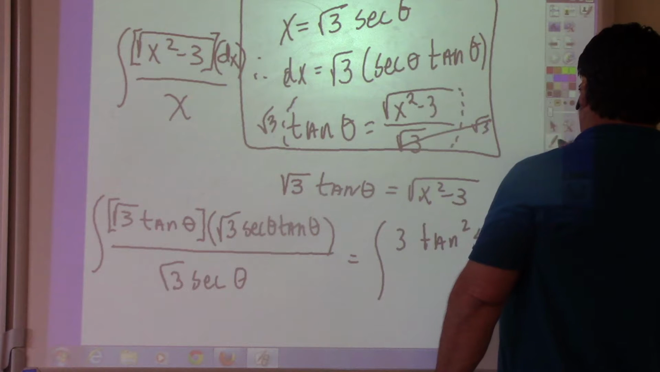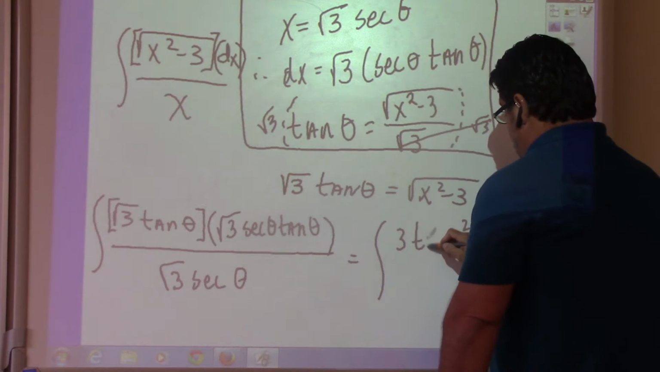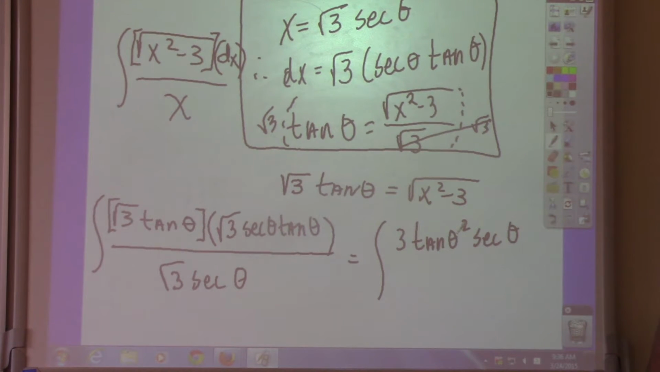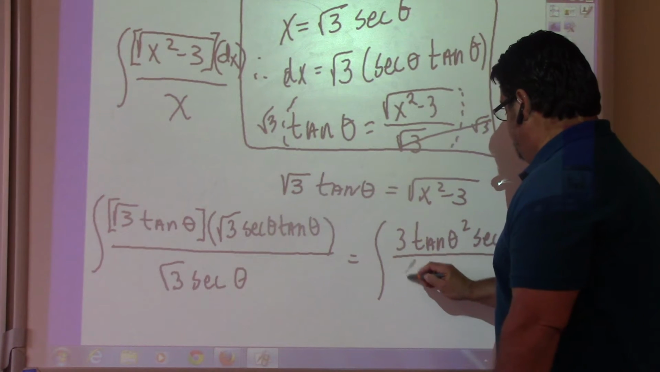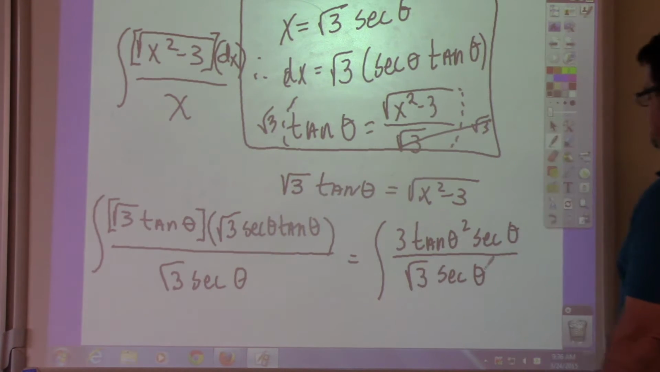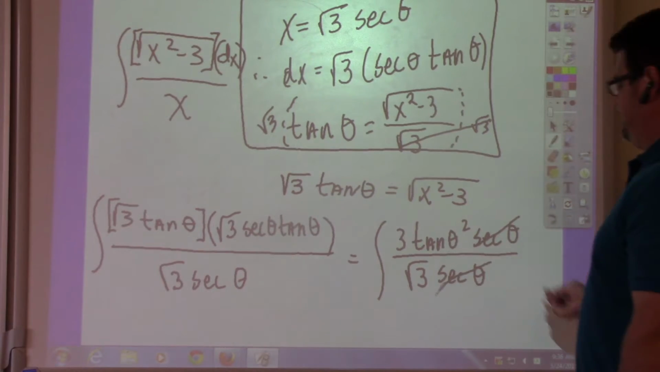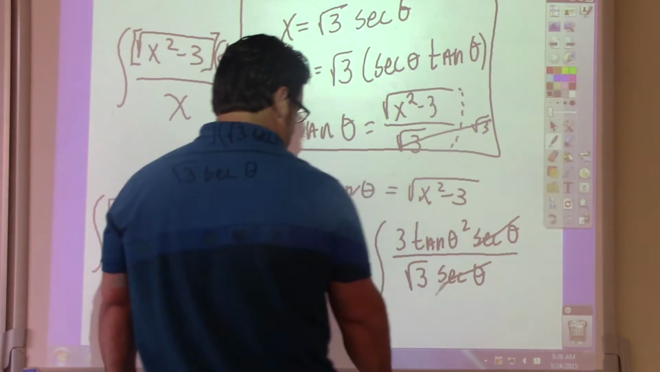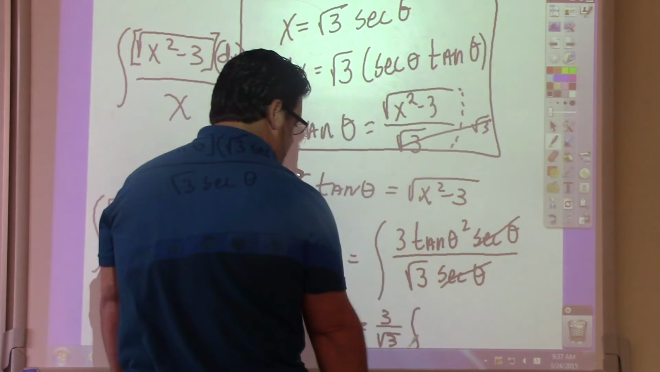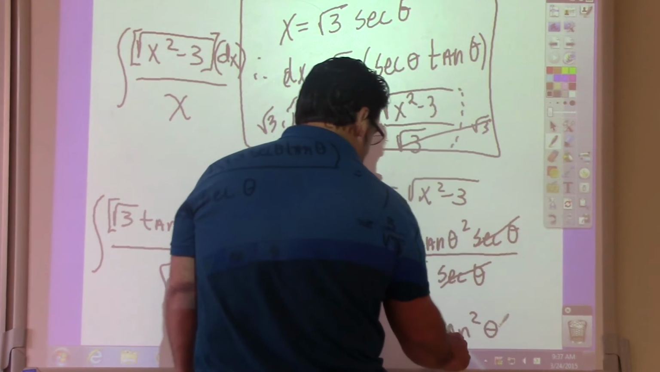Right, Hubert. Thank you, class. It's always good to have class behind you. Tangent squared over square root of 3 secant theta. And what happens to the secants? You're left with, bring the 3 over the square root of 3 out. Antiderivative, tangent squared theta, d theta.